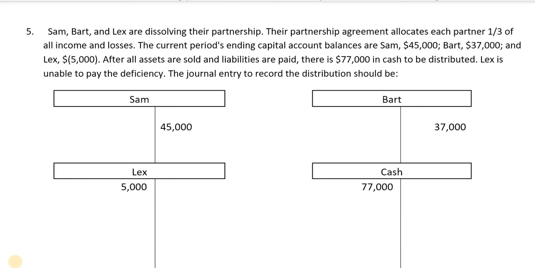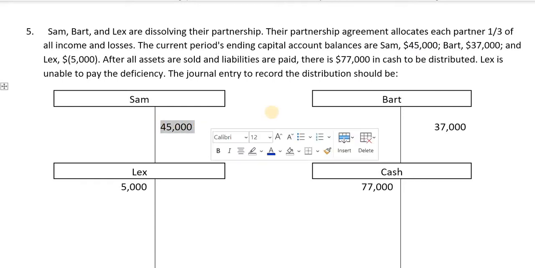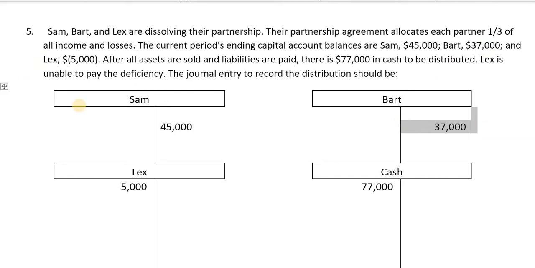Let's take a look at an example of liquidating a partnership. Number 5 on our exercises. Sam, Bart, and Lex are dissolving their partnership. Their partnership agreement allocates each partner 1/3 of all income and losses. The current period's ending capital account balances are Sam, $45,000. Bart, $37,000. And Lex, minus $5,000.